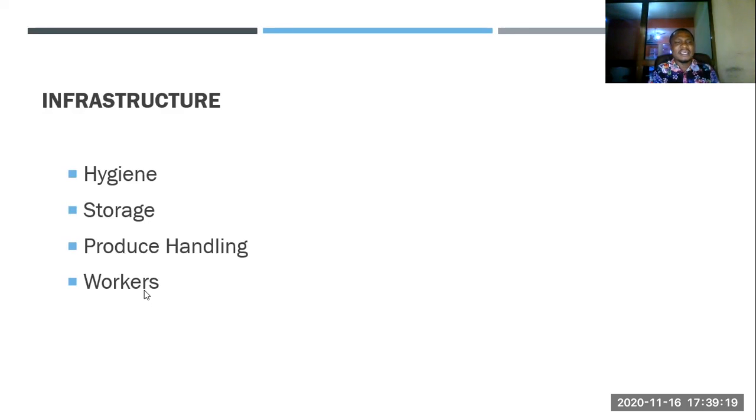Then workers. There are several requirements also about workers. For example, workers' changing room is an infrastructure requirement. They say there should be a changing room for male and female, and the changing room should have lockers. How are they going to do it in terms of the available resources and the scale of operations for the company? It is up to you to go into the operations of the company and advise them accordingly.